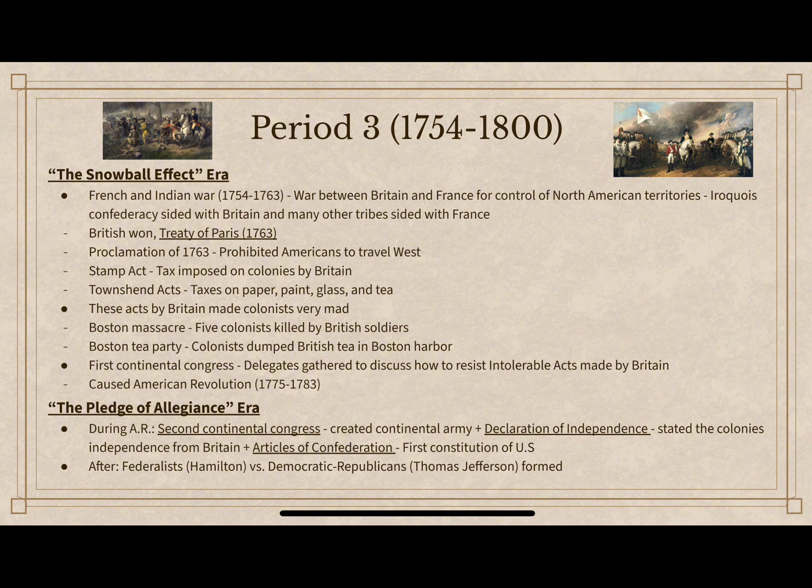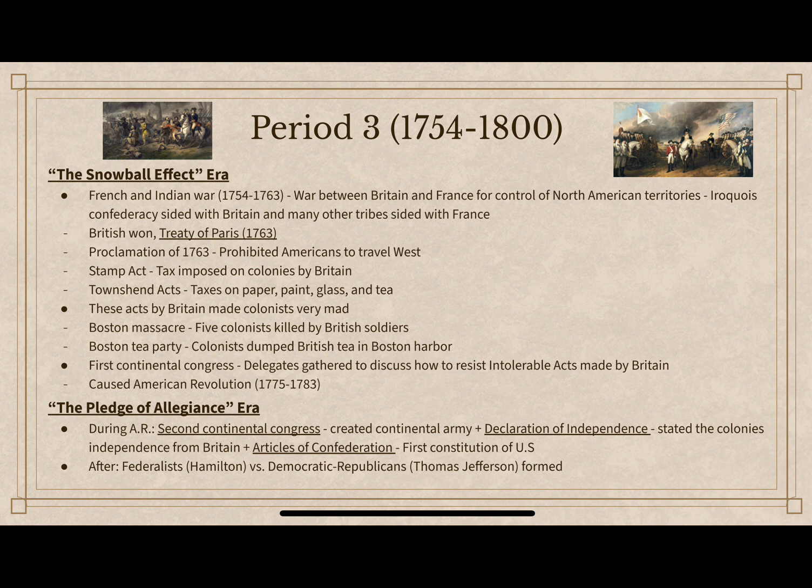Another important event during the American Revolution was the Second Continental Congress, as it was where the Declaration of Independence was planned and adopted, and it was also where the Continental Army was created. The Articles of Confederation was also created during the American Revolution, and this was very important because it was the first constitution of the U.S. Although the Articles of Confederation did fail, it was a very big step towards America's independence.